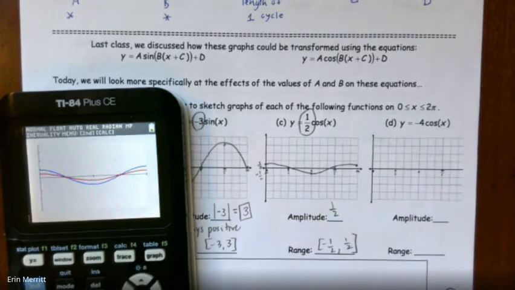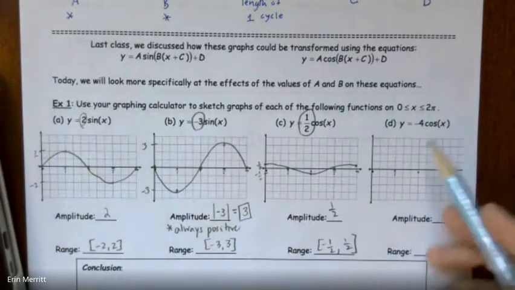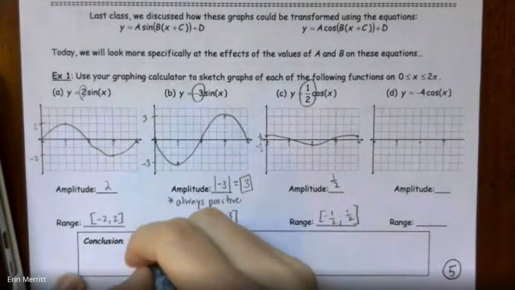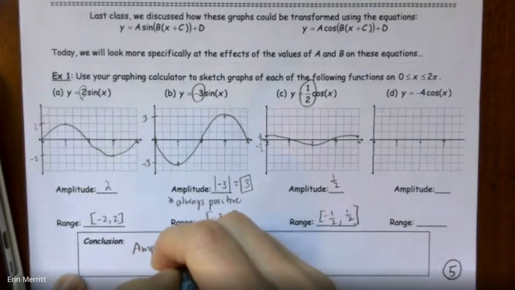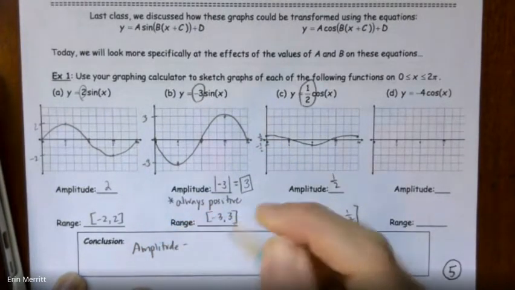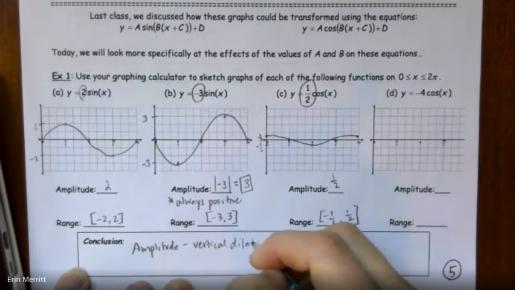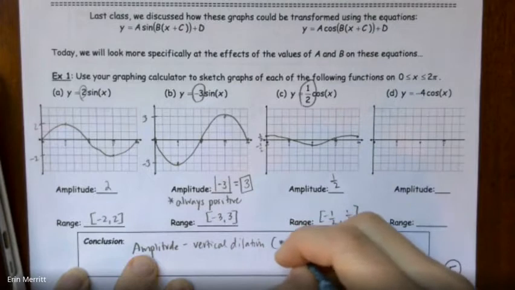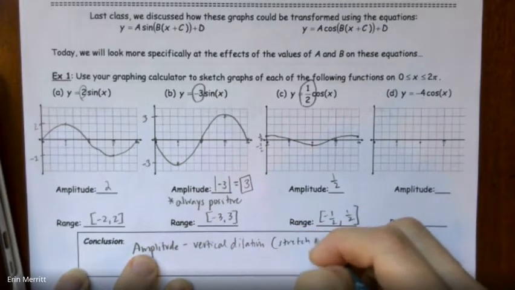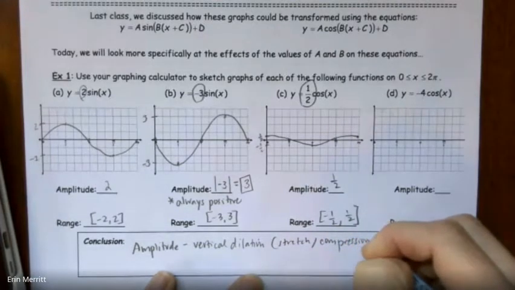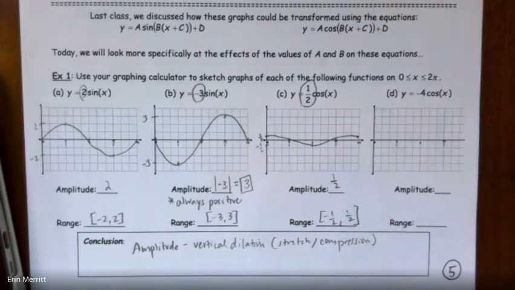Okay, now without even drawing the sketch, you should be able to tell me what the amplitude is and what the range is for this last one. Right? But let's talk about conclusion-wise. The amplitude, it's always what we said, that vertical dilation. So essentially like a stretch or a compression. And then it's always positive.